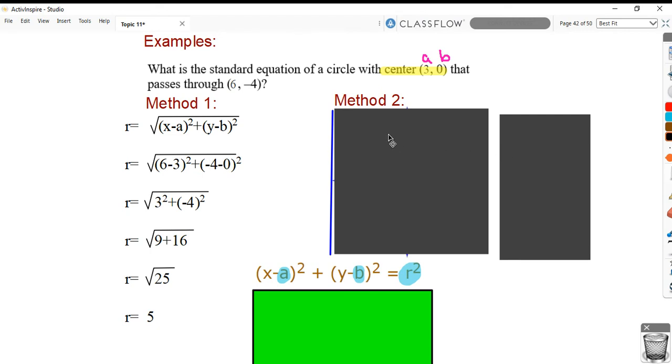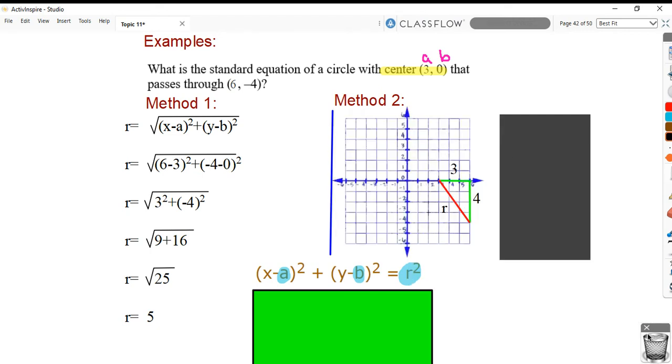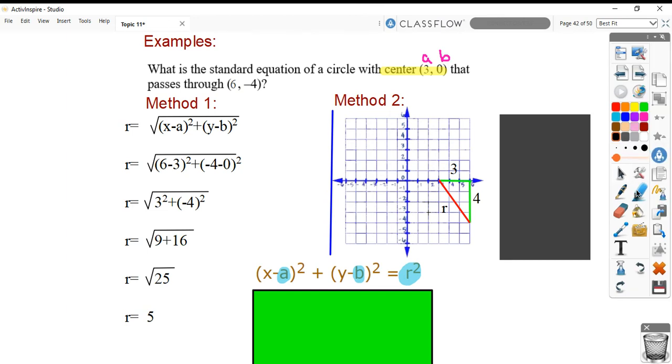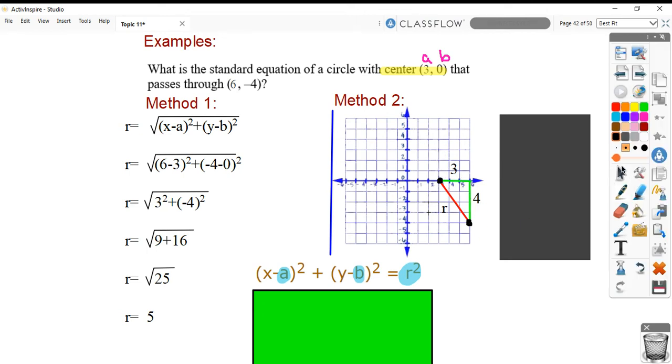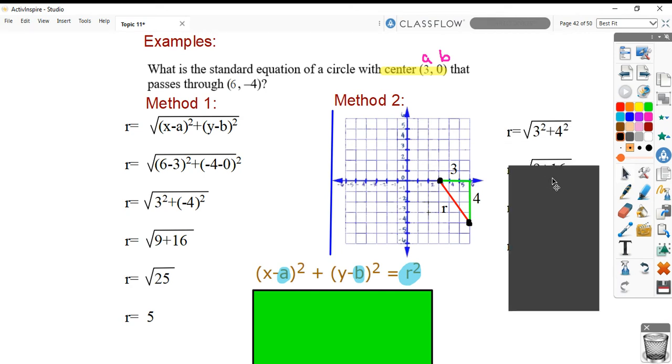Method number two is more like what we did at the beginning. Method number two is to draw the points on an actual graph. And if you have graph paper available to you, this is a really great method, especially if you're a particularly visual learner. This point right here, that's our center, positive 3, 0. This is the point that's on the edge of the circle, 6, negative 4. And you can just count over on the graph that it's 3 units this way and 4 units this way. So the radius of the circle is the hypotenuse of this triangle, just like it was at the very beginning. So all you got to do then is the Pythagorean theorem.